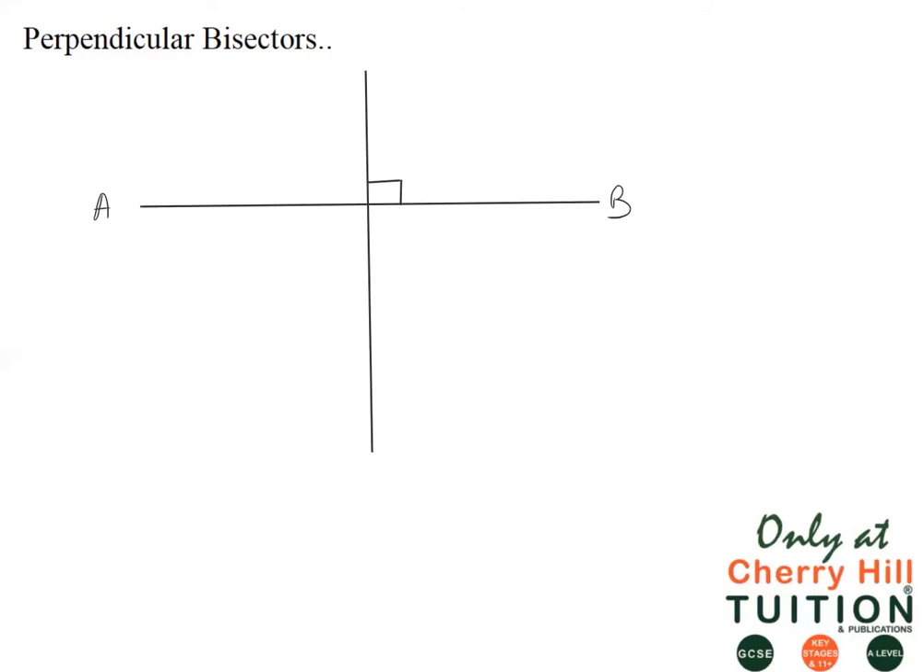There is a way to work out the gradient of the perpendicular bisector. Let's say that the gradient of AB is 2. This means that the gradient of, let's name this CD, will be equal to minus 1 over 2. So the way I've done this is I've flipped the gradient of AB. So AB is currently 2 over 1. I've flipped this and also changed the sign.